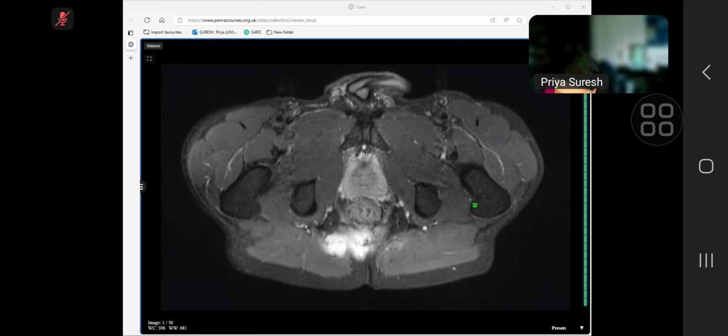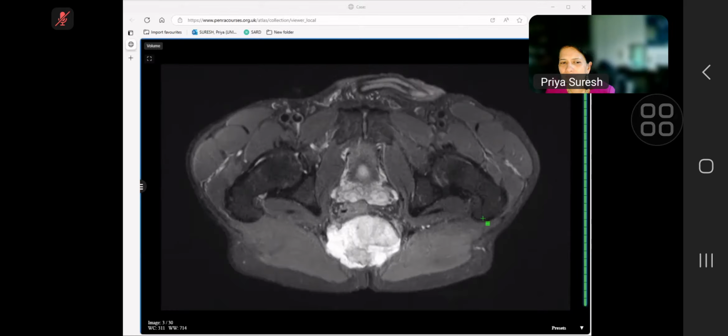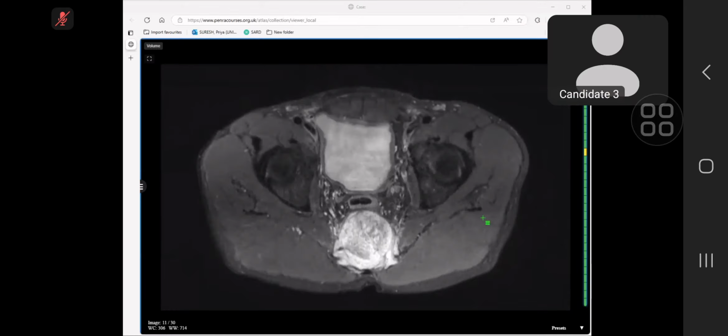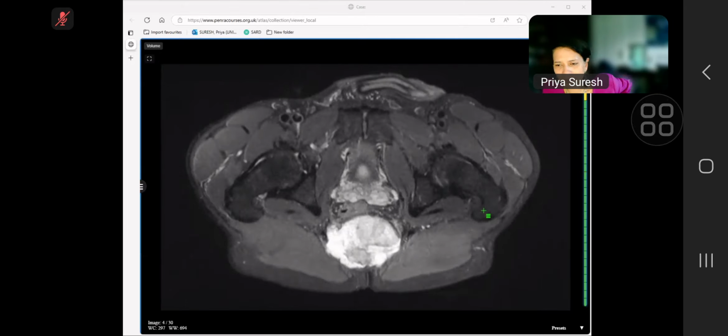What are you looking for on the post-contrast images? I'm just confirming my diagnosis and looking for the post-contrast enhancement, as this will show moderate post-contrast enhancement. Yeah, okay, fine. So you are looking for contrast enhancement. Will it change your diagnosis?